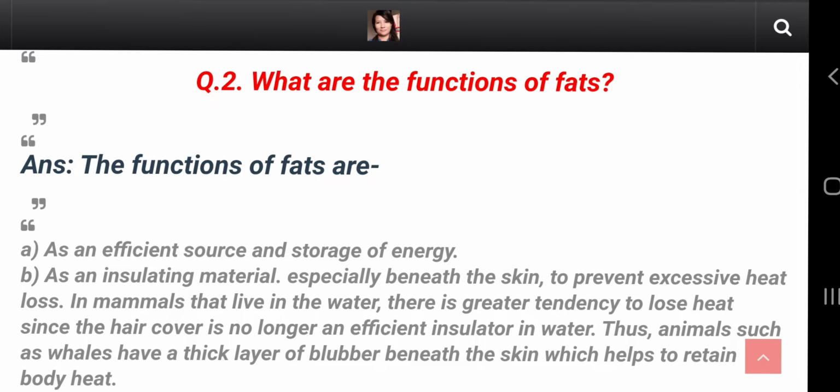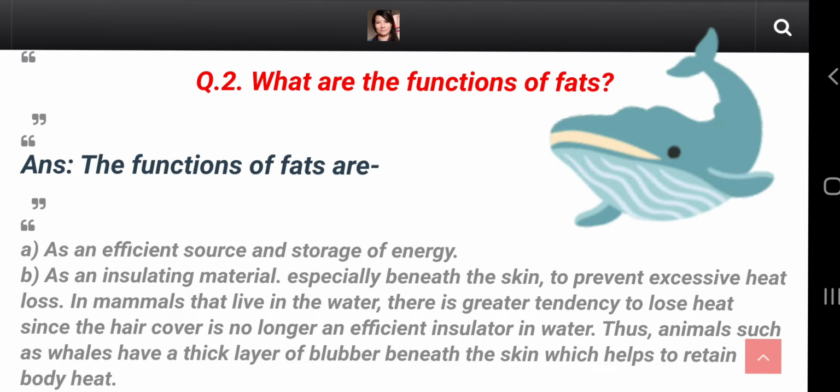And insulating material, especially beneath the skin to prevent excessive heat loss, and in mammals that live in the water. For example, a whale has a greater tendency to lose heat since the hair cover is no longer an efficient insulator in water. So how do they survive there? Whales have a thick layer of blubber beneath the skin, which helps to retain body heat.